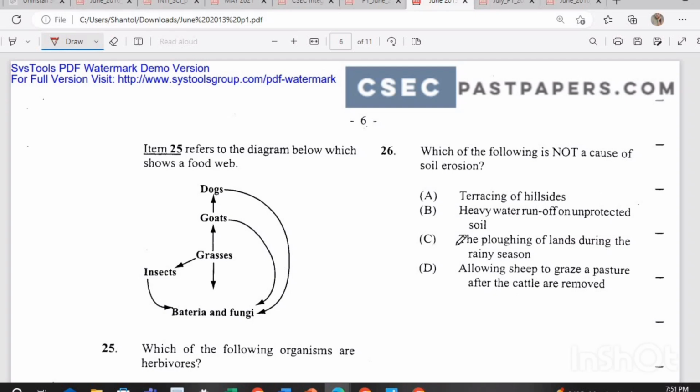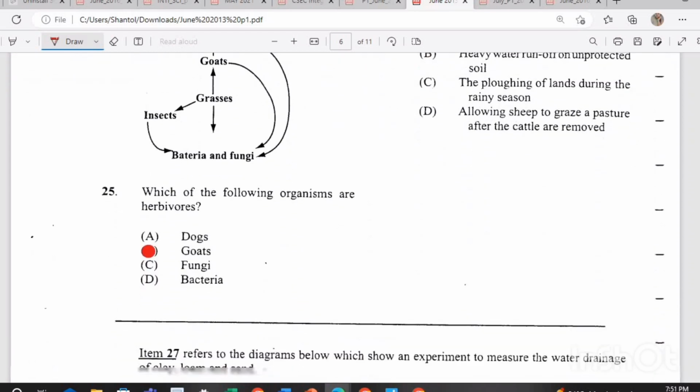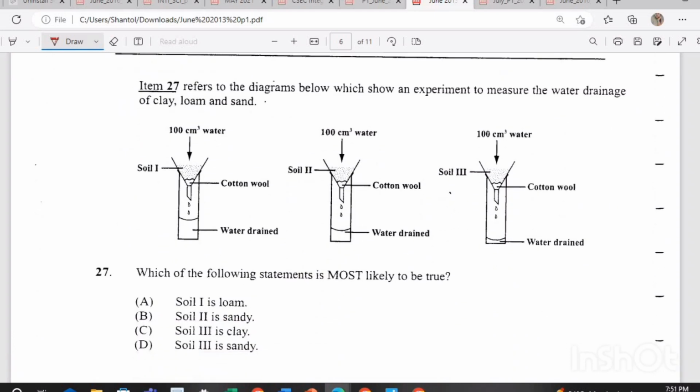If you said A, you are correct. Terracing of hillsides does not cause soil erosion. It actually helps to prevent soil erosion. Item 27 refers to the diagrams below, which show an experiment to measure the water drainage of clay, loam, and sand. Which of the following statements is most likely to be true? And this is a repeat question. The answer would be C, soil 3 is clay.